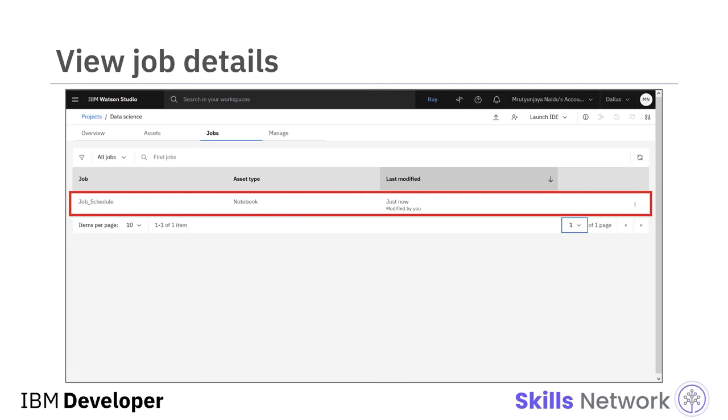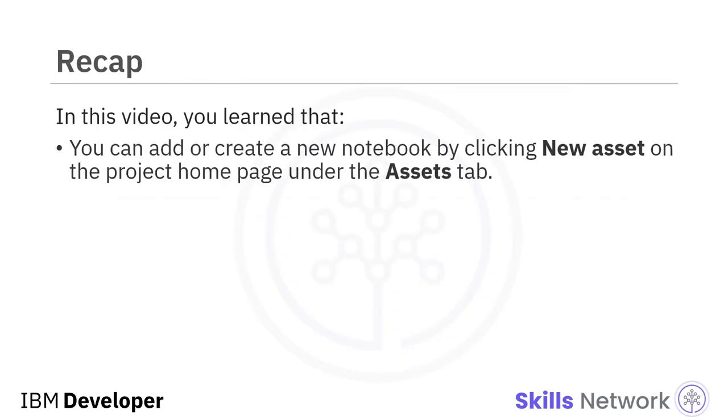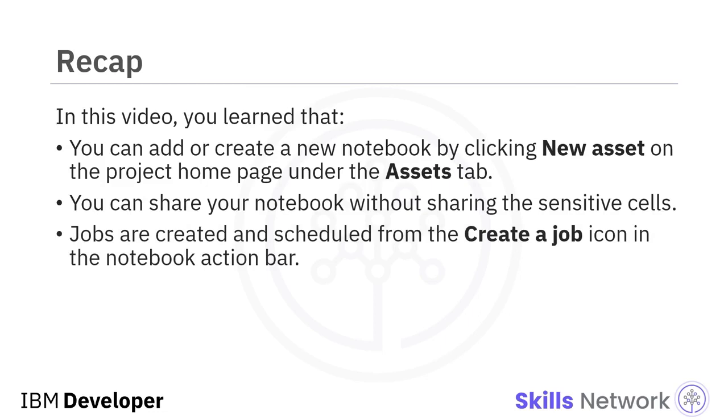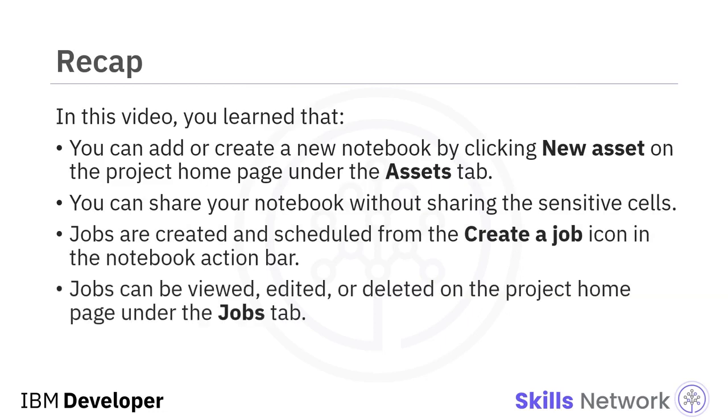In this video, you learned that you can add or create a new notebook by clicking New Asset on the project homepage under the Assets tab. You can share your notebook without sharing the sensitive cells. Jobs are created and scheduled from the Create a Job icon in the Notebook action bar, and jobs can be viewed, edited, or deleted on the project homepage under the Jobs tab.